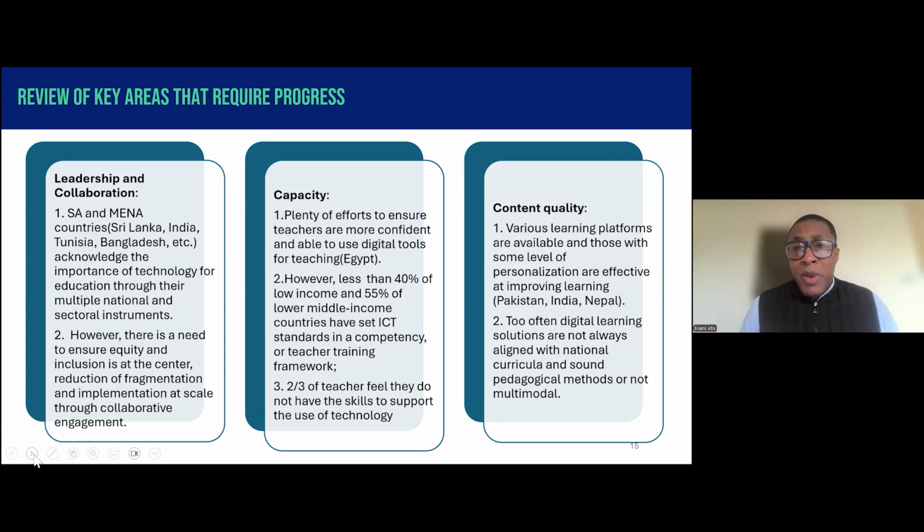The third one is about content quality. Especially in the regions where we are working, we have a lot of great learning platforms, whether it's in Pakistan with Learning Passport, or India, or Nepal. But the problem is that we still have an issue of aligning those learning platforms with sound pedagogical methods, making sure that we include different formats and different strategies to teach, such as gamification. So we still have a long way to go to make sure that those platforms really meet the standards that can improve learning outcomes for all learners.